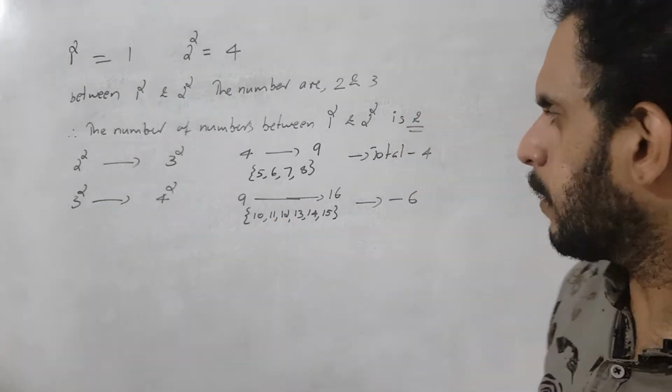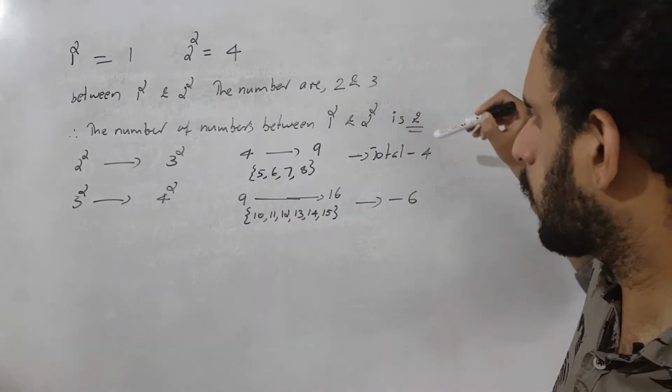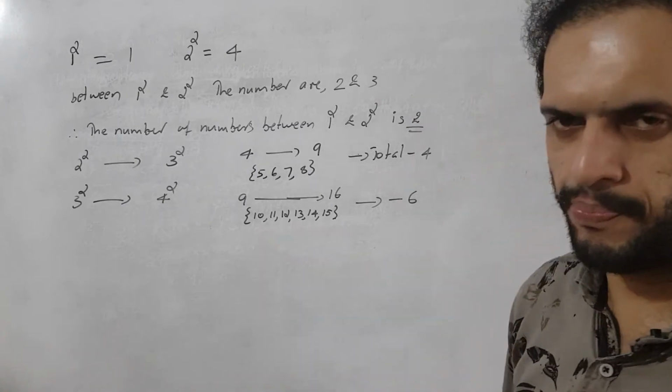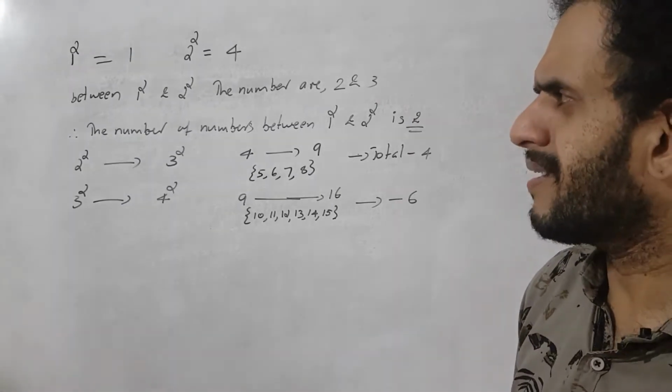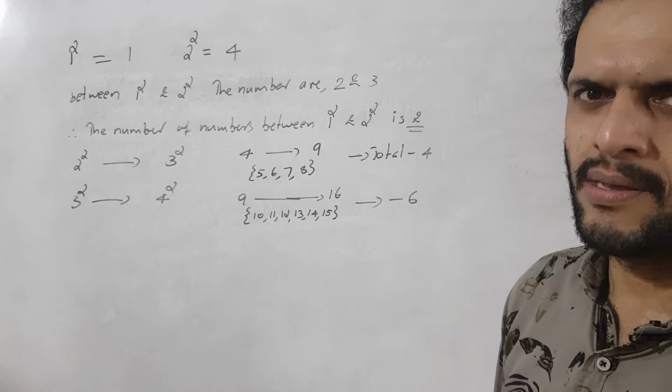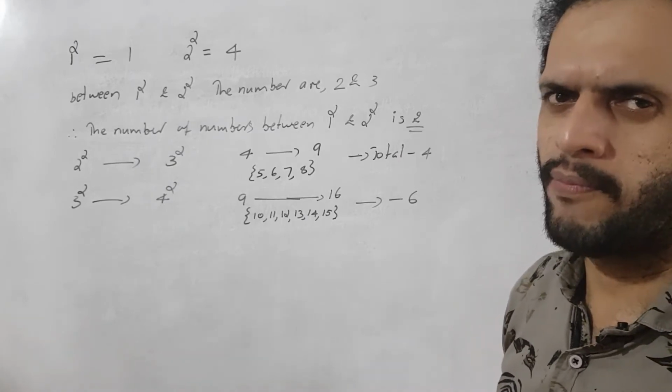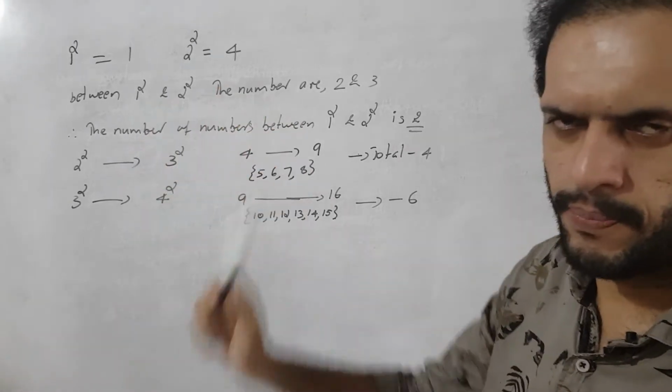6. Then what is the relation of these 2 numbers, 4 numbers and 6 numbers? That is very clear. That is the multiplication of 2 by the first number.